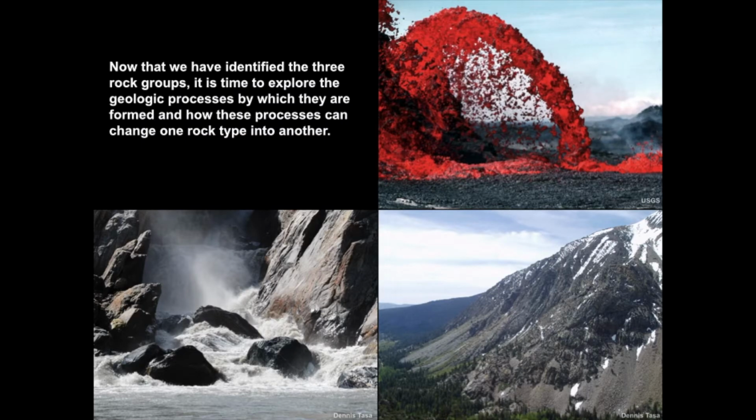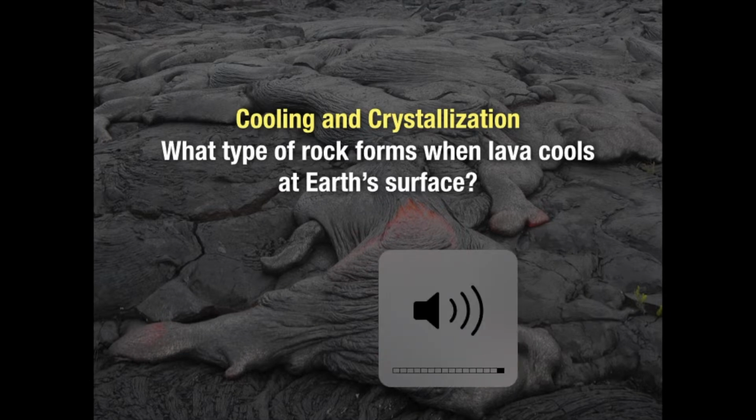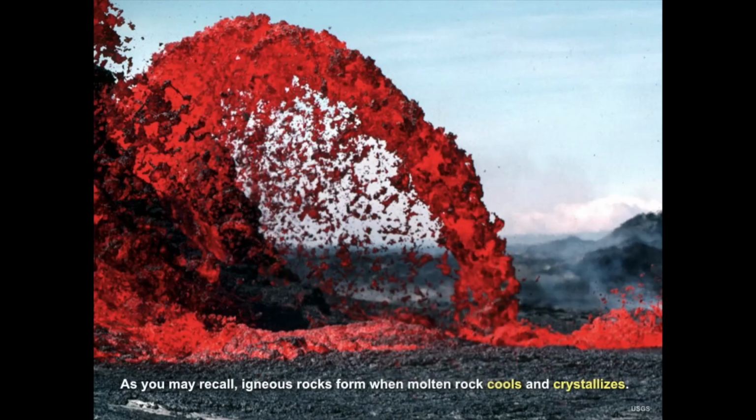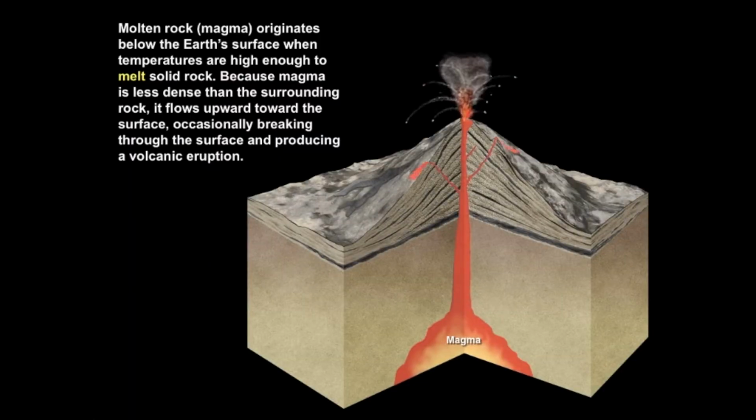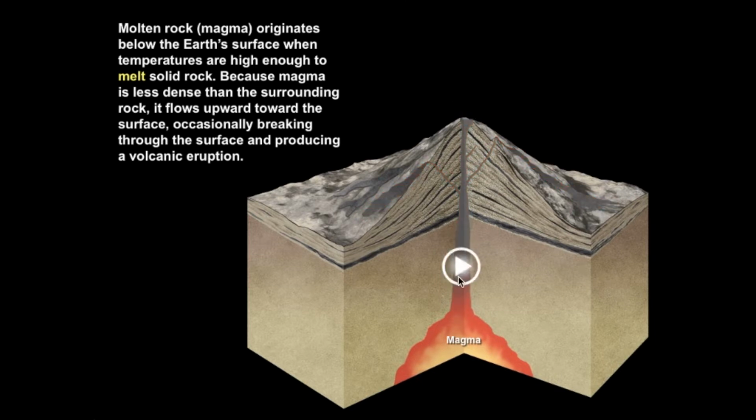Now that we have identified the 3 rock groups, it is time to explore the geologic processes by which they are formed and how these processes can change one rock type into another. Cooling and crystallization. What type of rock forms when lava cools at Earth's surface? As you may recall, igneous rocks form when molten rock cools and crystallizes. Molten rock, magma, originates below the Earth's surface when temperatures are high enough to melt solid rock.